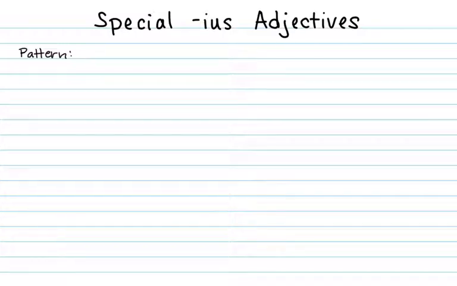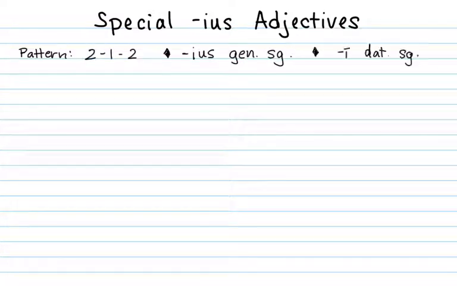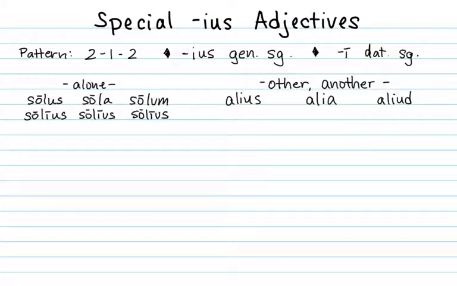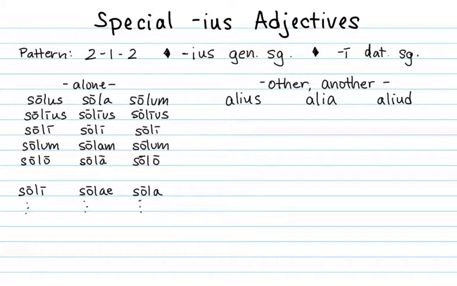So along the same pattern of mostly a 2-1-2 adjective, but with the genitive in IUS and the dative in long I, is a handful of 9 special adjectives. For example, we'll use solus, sola, solum, which means alone, and alius, alia, aliud. Notice that aliud has the same D that we saw in illud and istud. That means other or another. They both have the IUS in the genitive, the I in the dative singular, and then everything is as you'd expect from a 2-1-2.